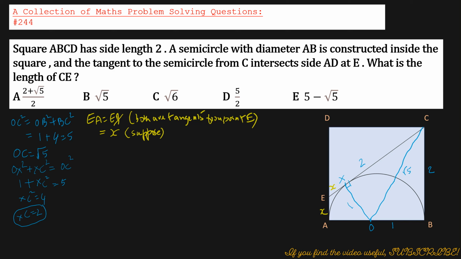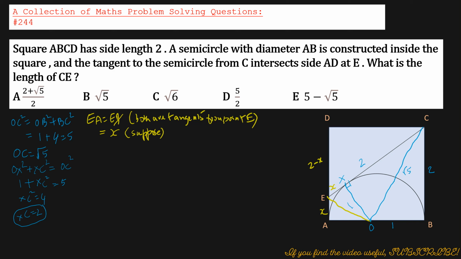So then what I can do is, if I were to join OE, how does that help? Well, if I did that, do I need to do that? I don't think it's going anywhere. Probably not. I can join it, but I don't know how this will help. What I can write is DE will be 2 minus X.